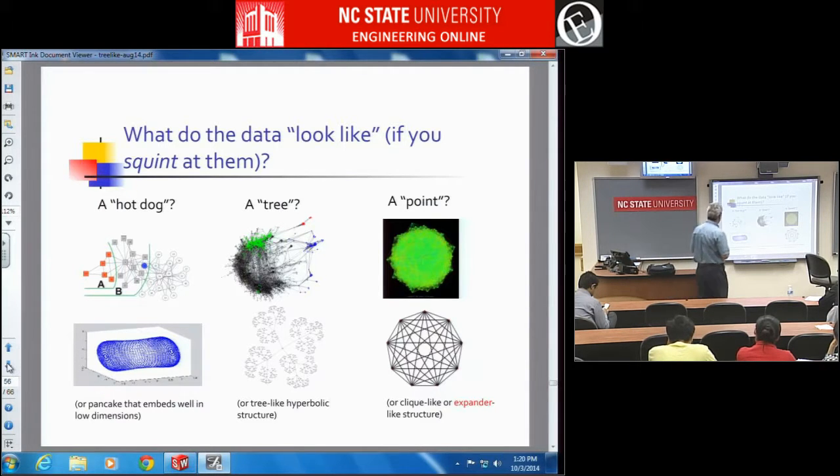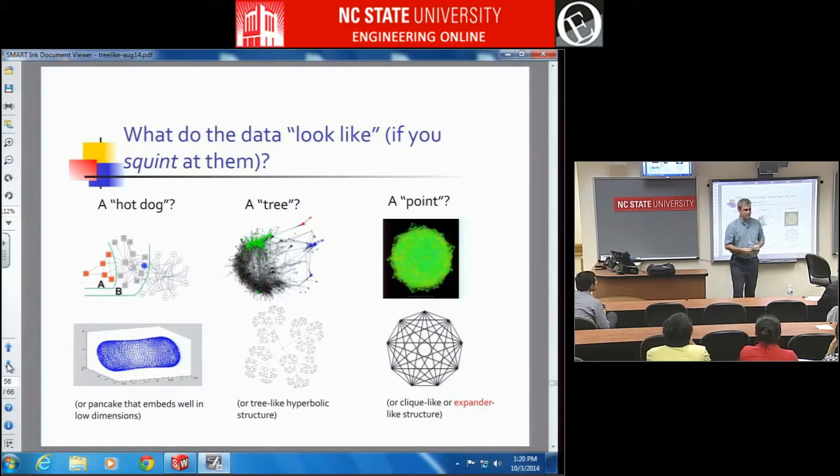One thing a graph might look like is a hot dog. This is Zachary. If you know anything about social networks, everyone studies Zachary, and Zachary is a hot dog. By that, I mean there's a left half and a right half, and you can cut Zachary in the middle and bite the hot dog in half, right? And a pancake is like a hot dog. It's just a round hot dog. You can cut it in half, eat the left half and the right half.